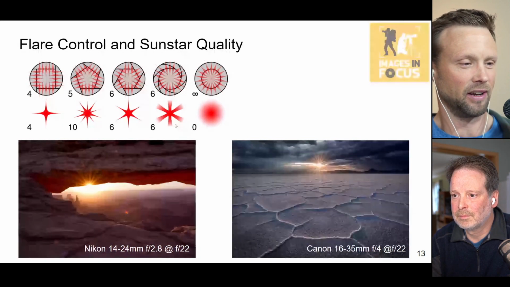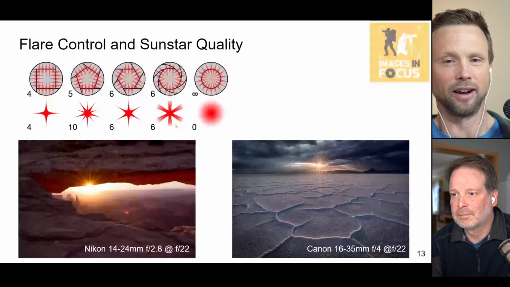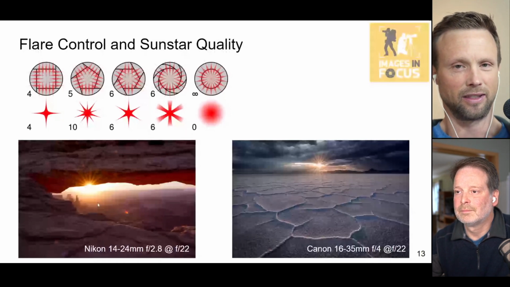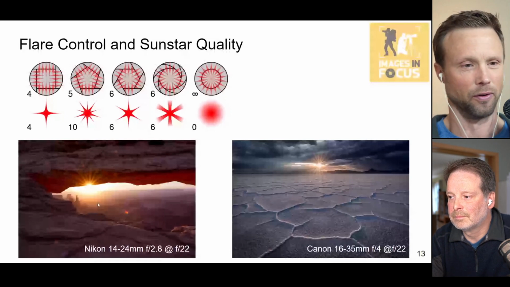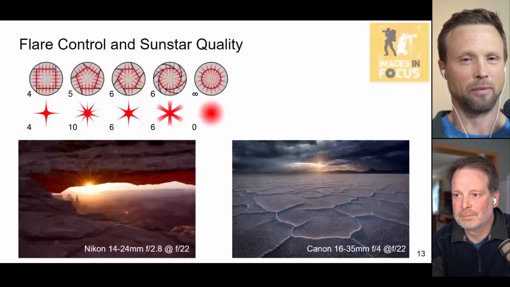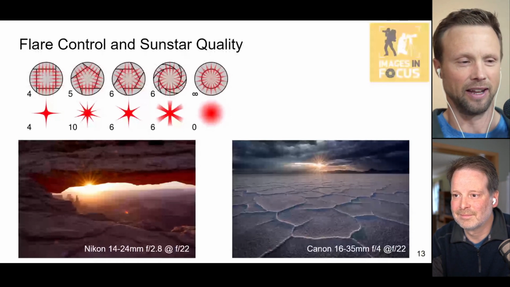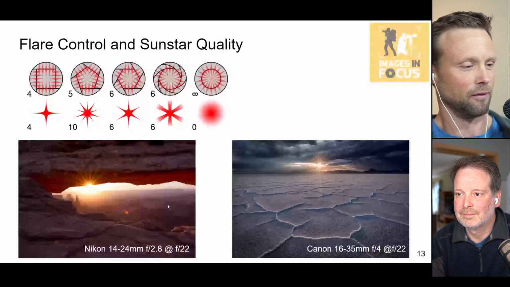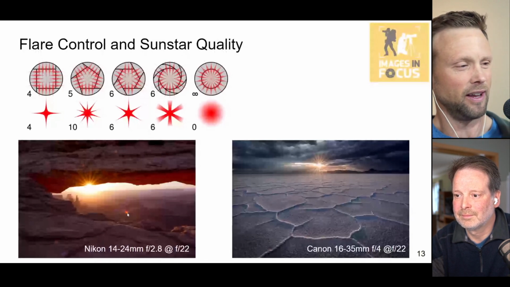I shot a couple different images, one with this Nikon 14 to 24 millimeter lens, and another with a Canon 16 to 35 millimeter lens, the f4 version. Both of these were shot at f22. And I shot that at f22 because I really wanted to get that specific diffraction effect with that nice Sunstar in the frame.